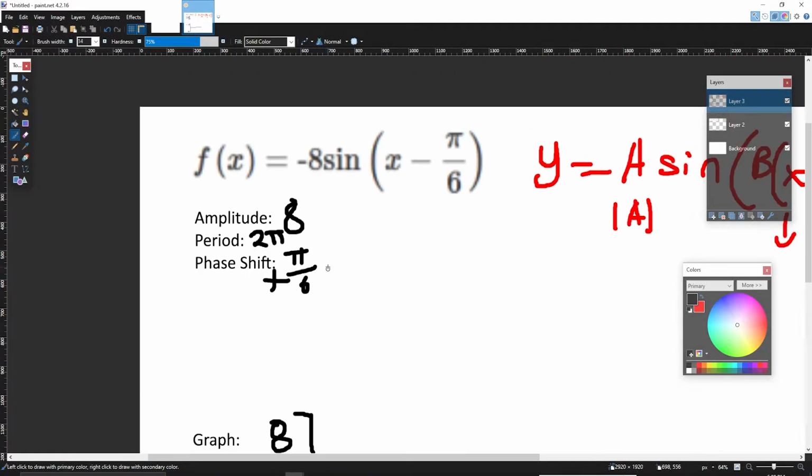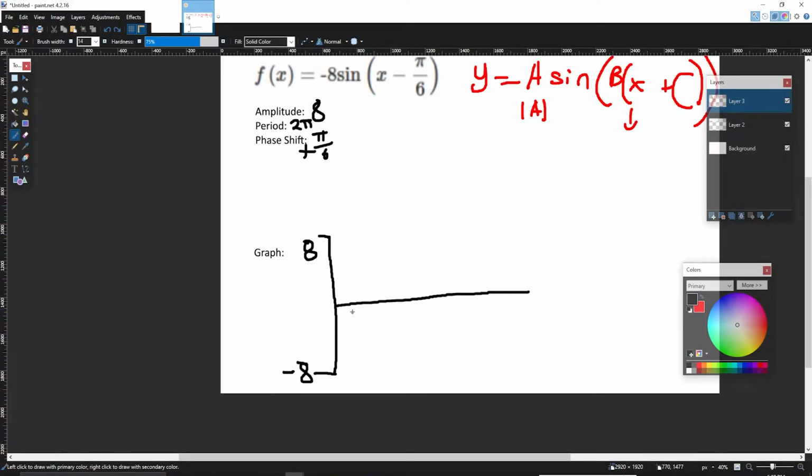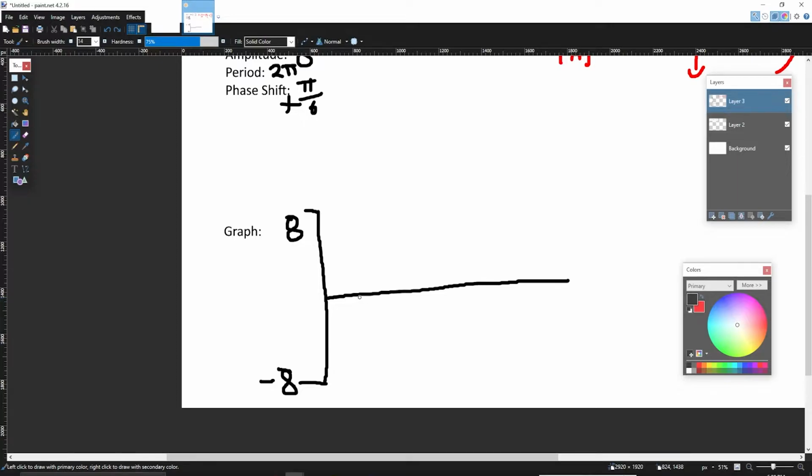And we also gotta be aware of this negative sign right here, which means this is gonna be a reflection over the x-axis. Normally the sine graph, let's say we have 5 points, 1, 2, 3, 4, 5, starts at the first point and goes up. It would hit the amplitude.